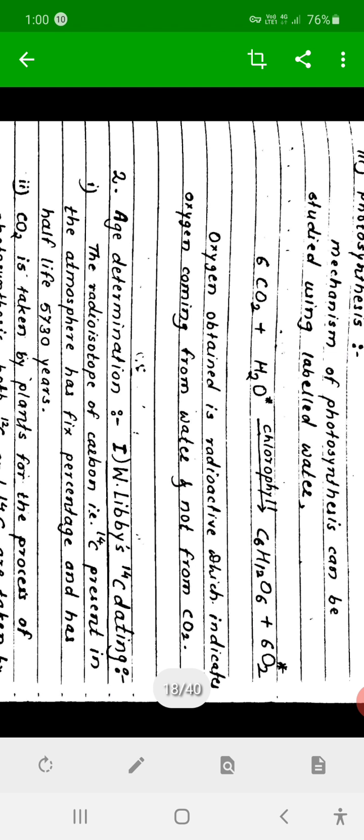That reaction is 6 molecules of carbon dioxide combined with water molecules in the presence of the catalyst chlorophyll, which is a green catalyst that exists in plant leaves, that converts carbon dioxide and water into carbohydrates and oxygen, which is the requirement of all living organisms.